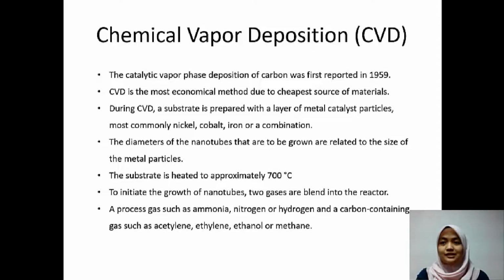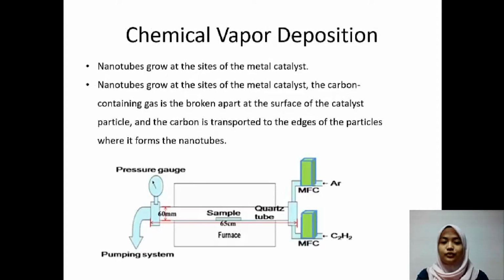The substrate is heated to approximately 700 degrees Celsius. To initiate the growth of nanotubes, two gases are blended into the reactor: a process gas such as ammonia, nitrogen or hydrogen, and a carbon-containing gas such as acetylene, ethene, ethanol, and methane. Nanotubes grow at the site of the metal catalyst. The carbon-containing gas is broken apart at the surface of the catalyst particle, and the carbon is transported to the edge of the particle where it forms the nanotube.